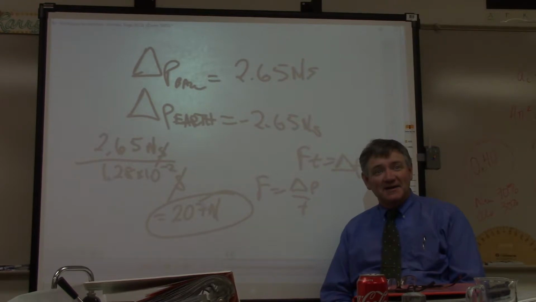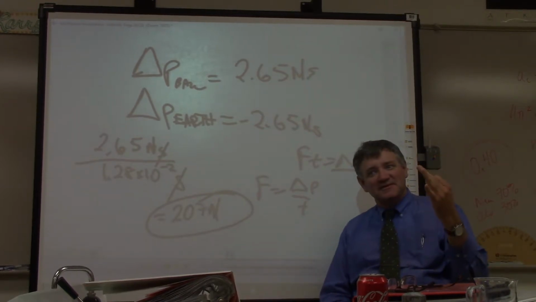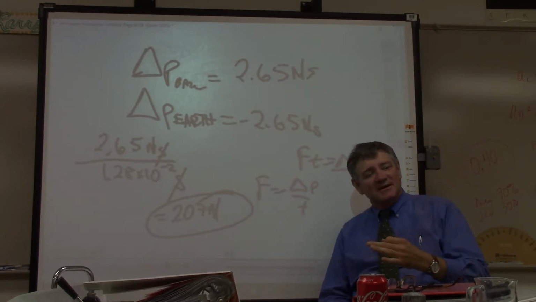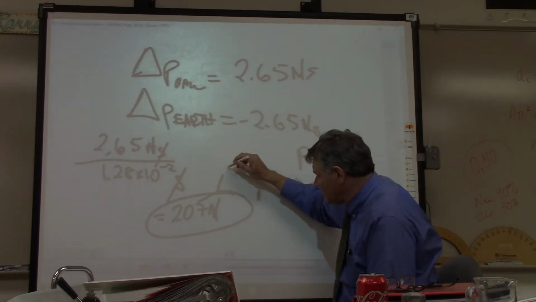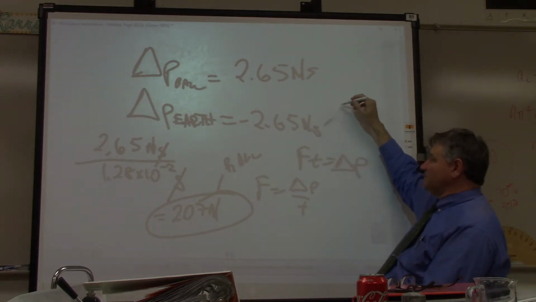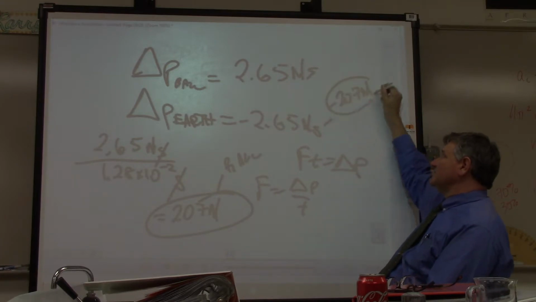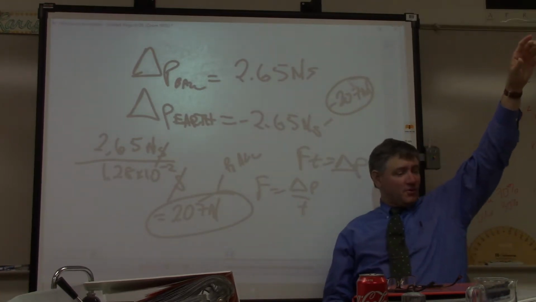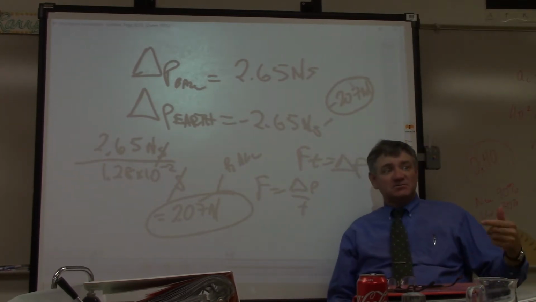Why? Because it's Newton's law: for every force there is an equal and opposite force. So this is the force on the ball, and the force on the Earth is going to be, wait for it, a negative 207. Now, which direction is the force acting, up provided by the ball? Down. That's why that's negative.